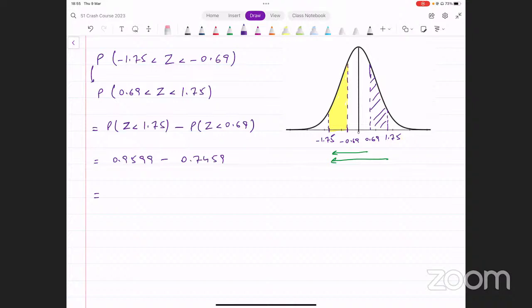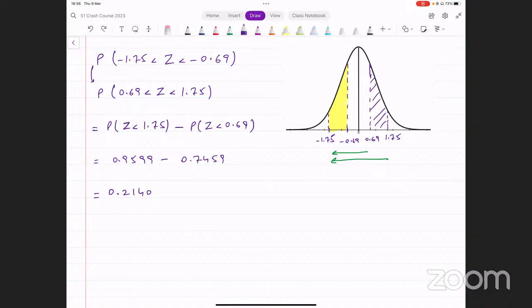0.9599 minus 0.7459. That gives me 0.2140, and that's the probability that we were looking for in this case. All right. So that's what happens if we are looking for the probability of a case where you have two negative values and looking for the area between those two negative values.